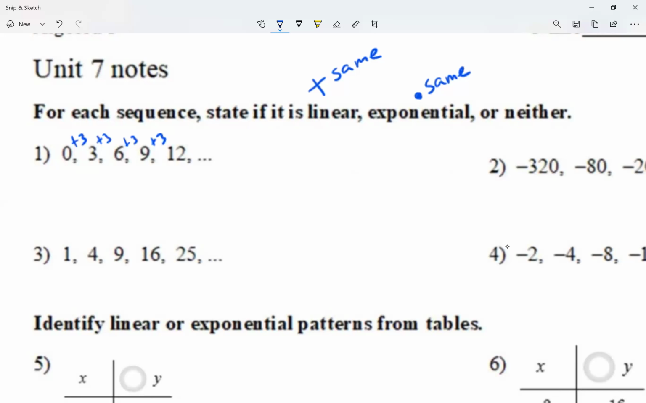And I check, 0 plus 3 is 3. It works. 3 plus 3 is 6. It works. 6 plus 3 is 9. 9 plus 3 is 12. So it seems like I keep on adding, or sometimes subtracting. So I add or subtract the same. So I'm going to call this linear.